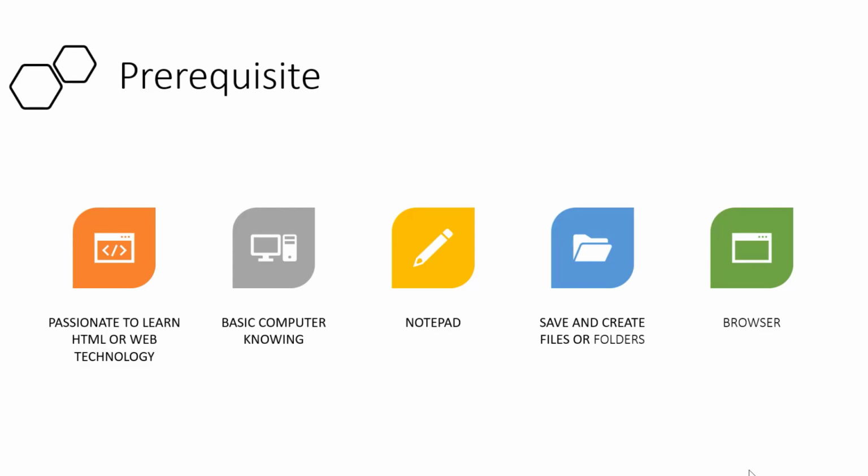What is the prerequisite we require to learn HTML? First thing, we should have a passion to learn HTML or any web technologies. You should know basic computer knowledge. Notepad is an editor. You can use your choice of editor like Visual Studio Code, Sublime, Notepad++. And you should know how to create and save files and folders, and a browser to run that HTML file.